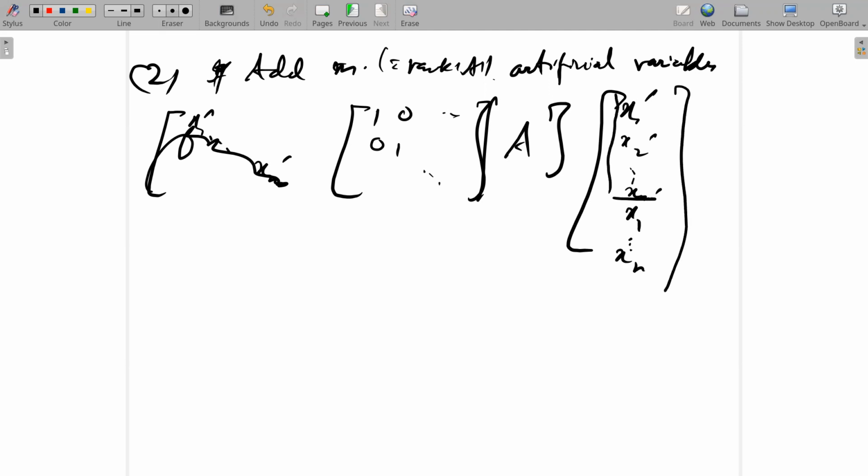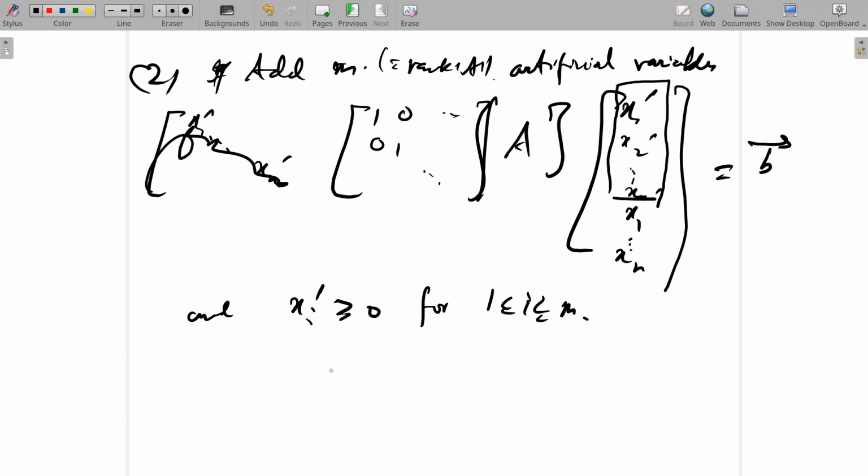So you have added these dummy, artificial variables. And you want to solve it for this equals b. And you still have the sign constraints. xi prime is bigger than or equal to 0 for 1 less than or equal to i less than or equal to m, and xj bigger than or equal to 0 for 1 less than or equal to j less than or equal to n.